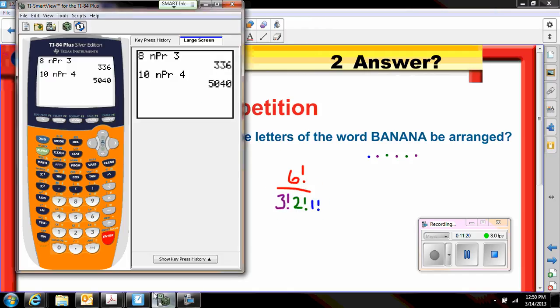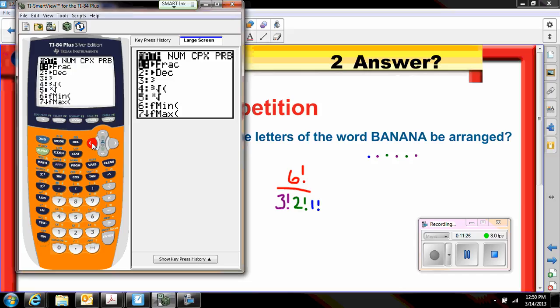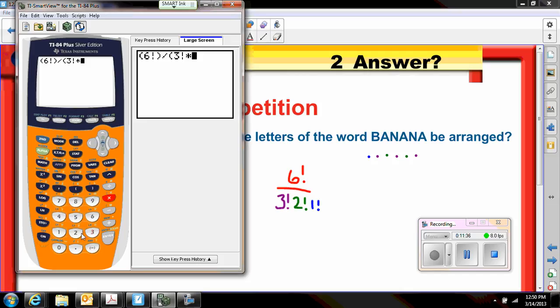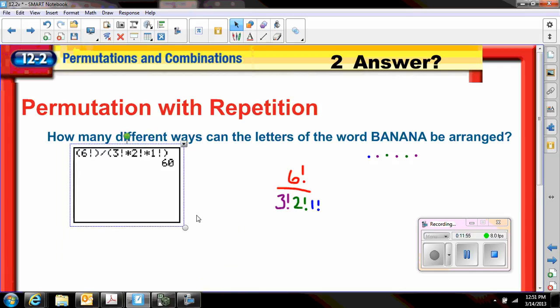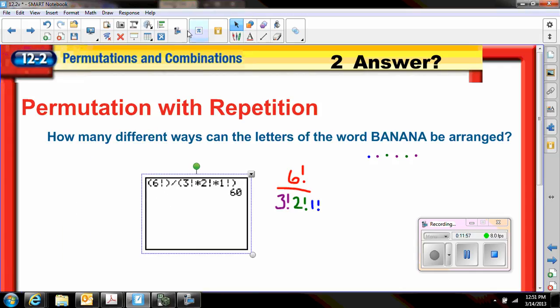Now, let's take out our calculator, let's plug it in. Again, be very careful what you want in the numerator and what you want in the denominator. So 6 factorial is my numerator, and I want to divide by 3 factorial times 2 factorial times 1 factorial, which gives me 60 different options for the way this word banana can be rearranged.